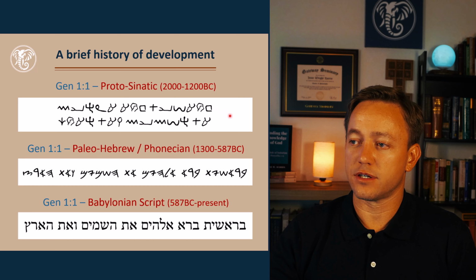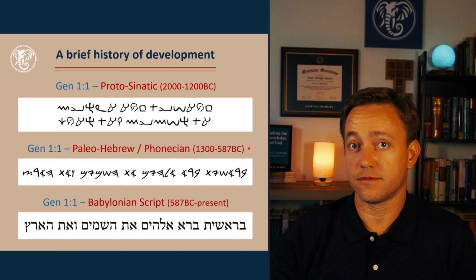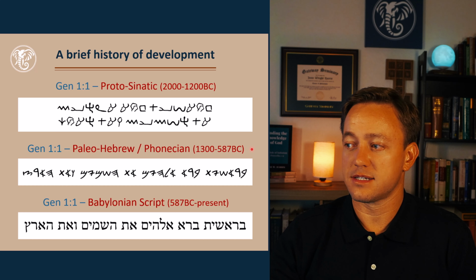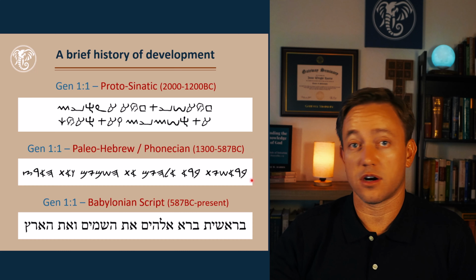Now, after Proto-Sinaitic, we come to what is often called Paleo-Hebrew, or maybe a kind of Phoenician or Aramaic style of writing. And actually, this is really just a kind of simplification of that slightly earlier version of Proto-Sinaitic. Several of the letters, if you were to compare them, are very similar. They just are simplified.